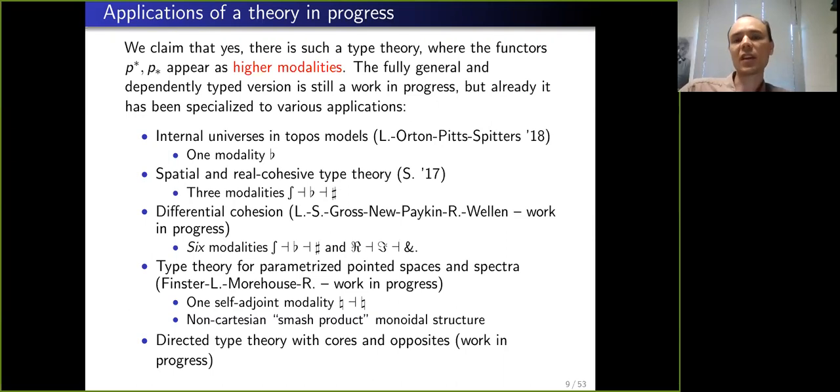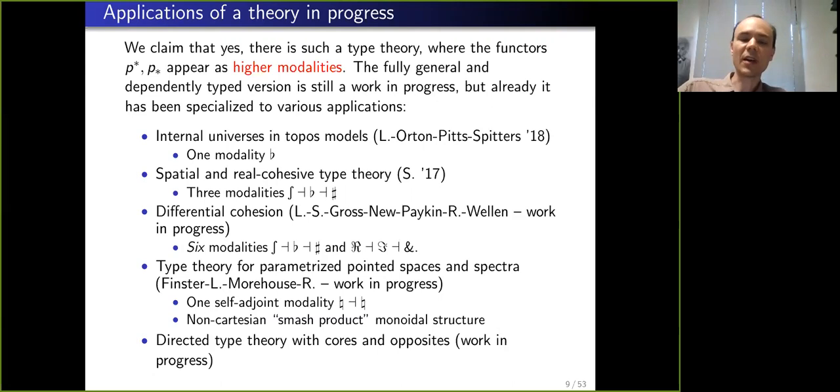Although, as I said, we're still working on the fully general dependently typed version, we've already seen examples of this appearing in lots of different applications of particular versions of this theory for particular kinds of functors or particular geometric morphisms. So the first one was cohesive type theory and real cohesive type theory, in which we have three modalities that talk about the shape and the discrete objects and the codiscrete objects. There's differential cohesion that a bunch of us were working on at the MRC and have continued working on. In this case, we have 6 modalities. In addition to the cohesive ones, we have 3 more.